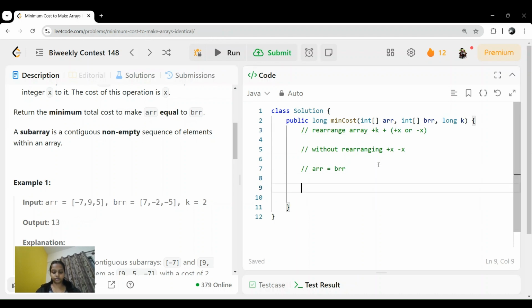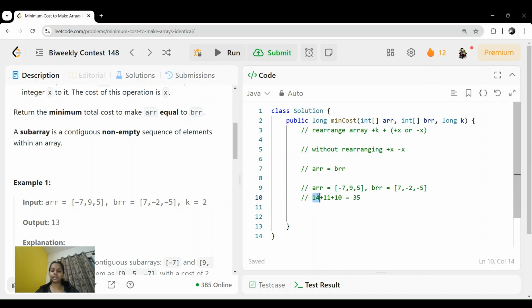First is without rearranging, directly checking. So minus 7 and 7 gives 14. Then 9 and minus 2 gives 11. Then 5 and minus 5 gives 10. So the total is 14 plus 11 is 25, plus 10 is 35. So a total of 35 is the cost without rearranging.